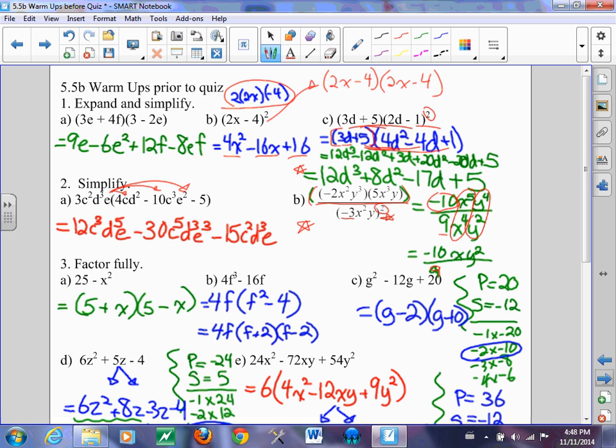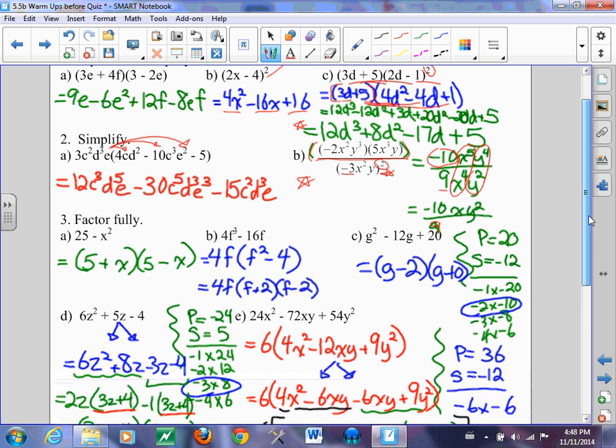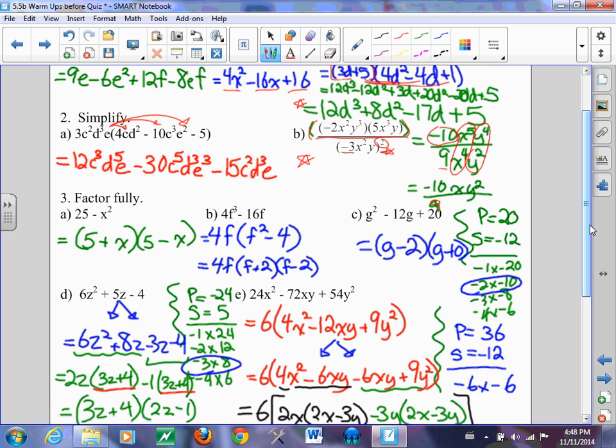Okay? All right, so that's the expanding using distributive law, FOIL, all that stuff. Now we're going to do the opposite, which is called factor. So factor fully. First of all, I recognize the first one.